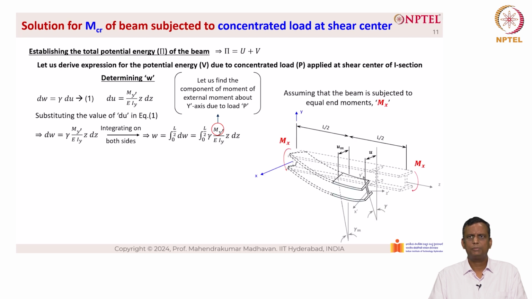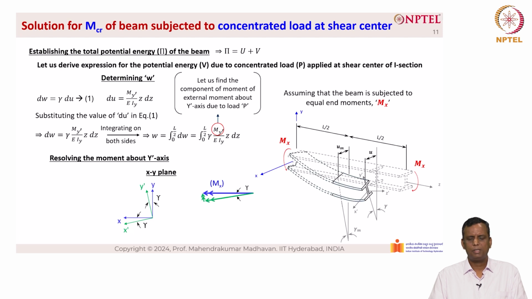Assuming that the beam is subjected to equal end moments Mx and resolving the moment about the y dash axis, when we look at it through the xy plane, which is the cross-section plane, we have this one which is deflected. The original axis is given in the blue color, which is x and y. The deflected axis is given as x dash y dash, and the angle of twist is given as gamma. When we resolve these components, we get the following values, where Mx is in the direction given here, which is the externally applied load.